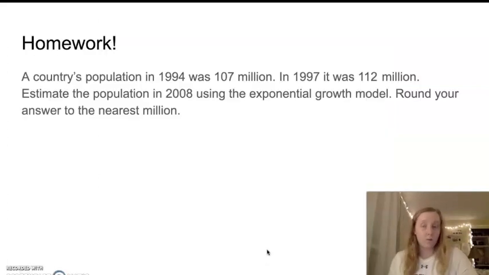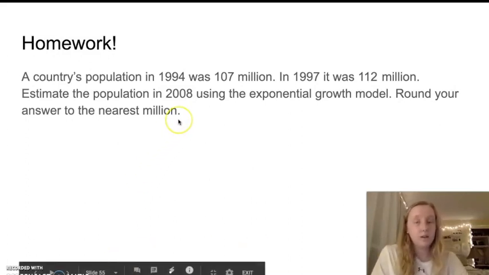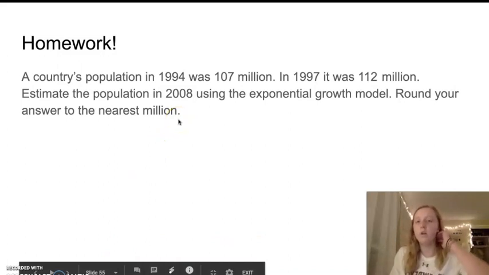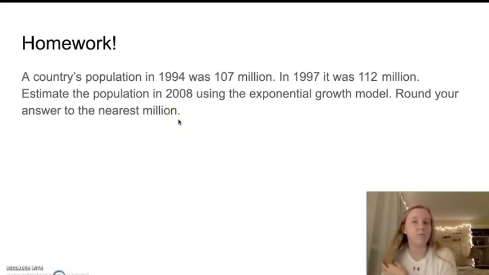Now we have a homework problem for you. The homework problem is, a country's population in 1994 was 107 million. In 1997, it was 112 million. Estimate the population in 2008 using the exponential growth model. Round your answer to the nearest million.